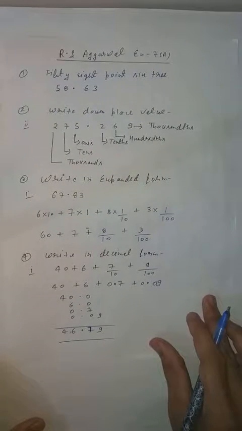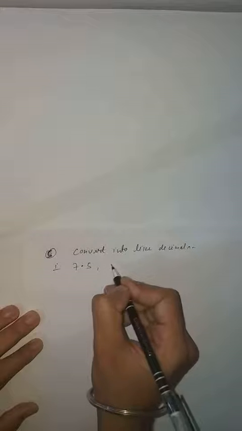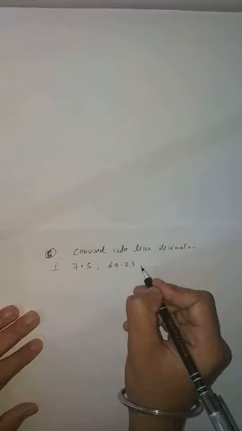Clear, student? Now come to the next question, question number 5. It is given: convert into like decimals. Now I explain how to convert into like decimals. Now let us apply. Convert into like decimals. Clear, student? So question number 1 I am going to explain. What is given? 7.5, 64.23 and 0.074. Clear, student?